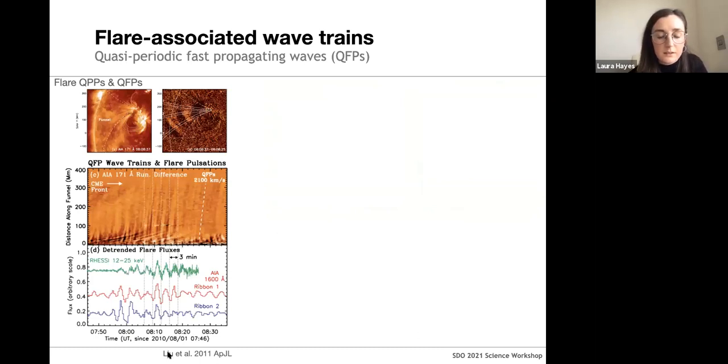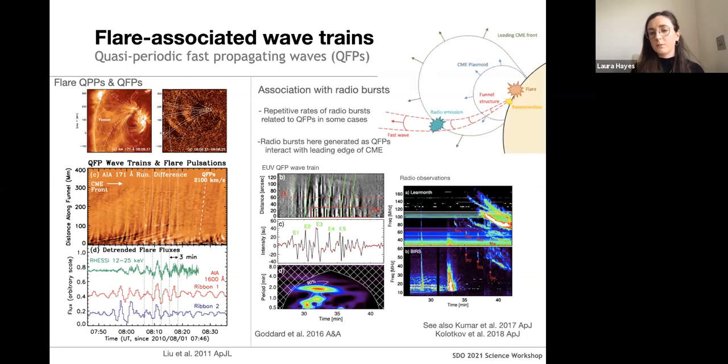This was a really nice study done by Liu, and it looks at, again, this quasi-periodic fast propagating wave. If you take a time distance plot along one of these slits, we can see these moving pulsations, and they really nicely match, in this case, both hard X-ray observations from RHESSI and also the ribbon oscillation. So we're seeing 3-minute periodicities there, which is really showing that maybe there is a relation there.